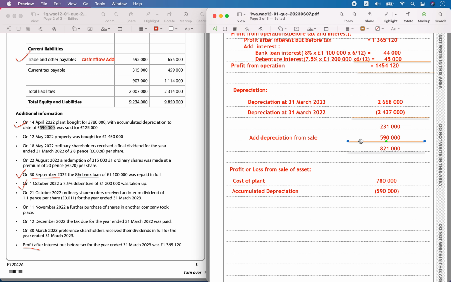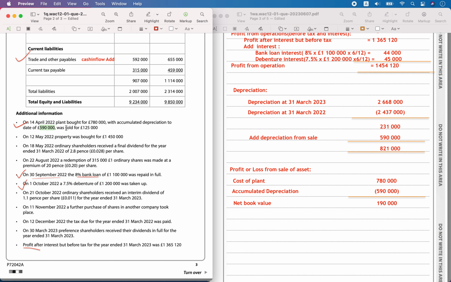What was the net book value at the point of sale? So 780,000 minus 590,000, that is 190,000. That should have been the net book value I should have sold at. If I sell at this point, I will have no profit or loss. If I sell above this value, I'll get a profit. If I sell below this value, I will make a loss. Net book value of that asset.